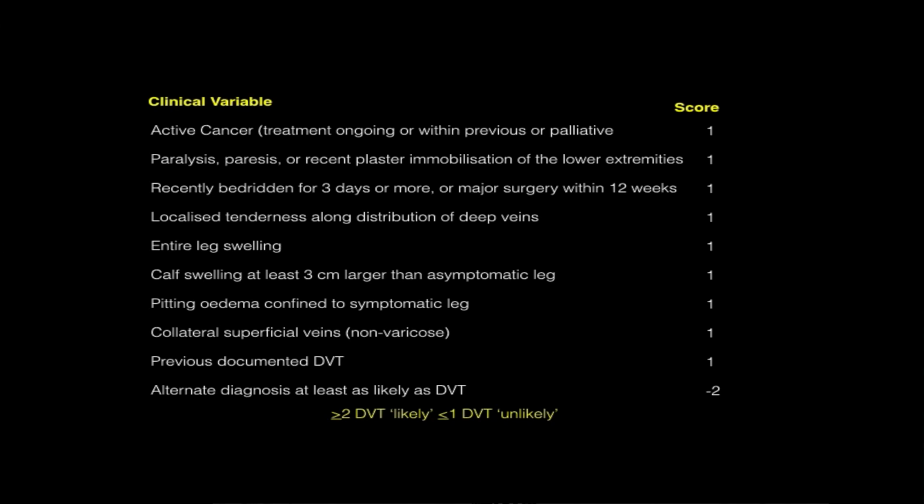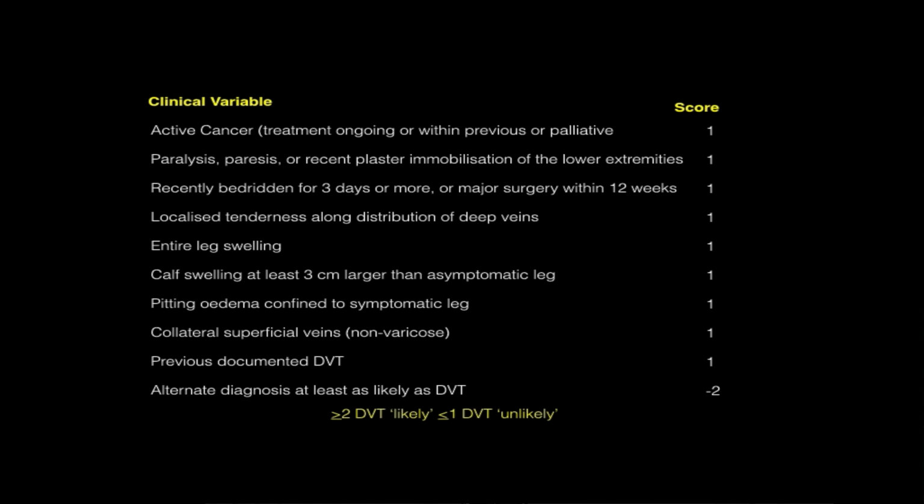The Wells clinical model for predicting the likelihood of a DVT is very helpful. Various clinical characteristics are given a score, and if the score is less than 2, DVT is unlikely. If the score is 2 or greater, the risk is likely. I'll put a link in the description below to the reference, and if you pause the video, you can read it in detail.